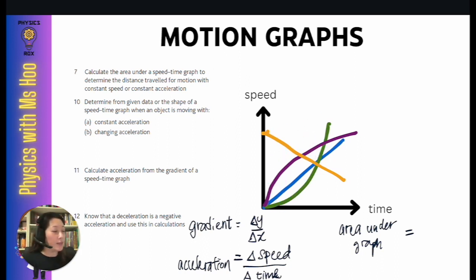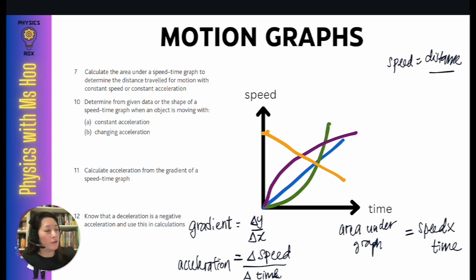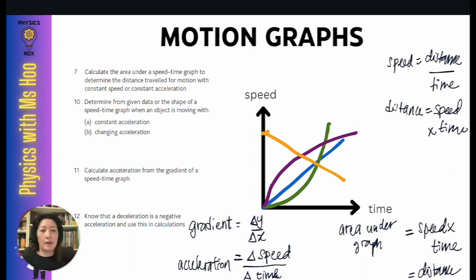So let's say in this case, I'm just going to put the general formula, speed times time. You should be able to see that if you modify the speed, distance, time formula, so if we were to take the general speed formula, which is distance divided by time, and rearrange the formula making distance the subject, you get distance as speed times time. That's why area under the graph is equal to the distance. So this is just to remind you how you can work it out if you forgot what the relationships are between gradient, acceleration, area, and distance.